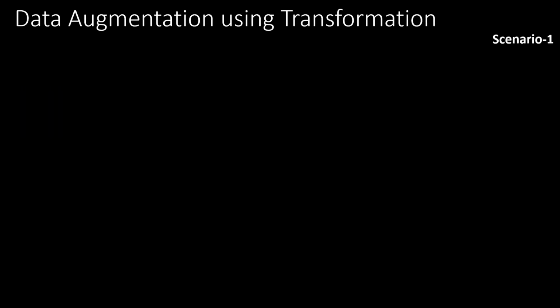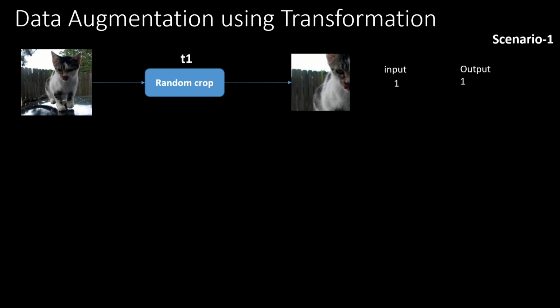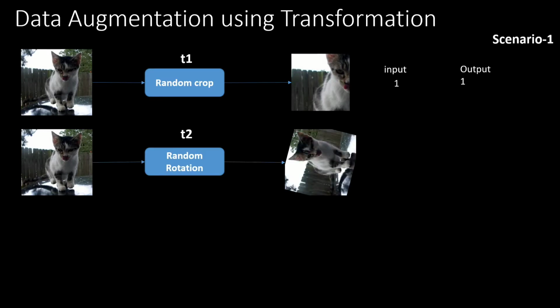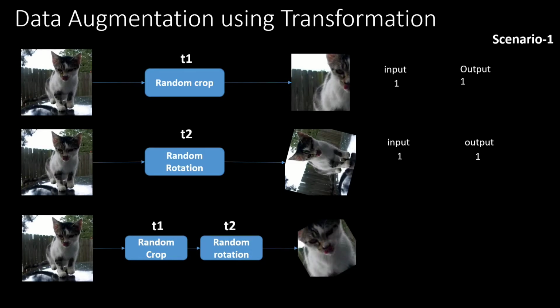So the first scenario is basically a simple augmentation. So we can have one input image and we apply some kind of augmentation, say random crop, and we have one augmented image. So one input and one output. And we can apply any kind of augmentation. Say we can also apply random rotation, but again here it's one input and one output. Or we can even apply a series of augmentations, a random crop followed by a random rotation, and then we get an augmented image. Now here as well we have one input and one output. So this could be scenario one, where we just want an augmented image for our training.